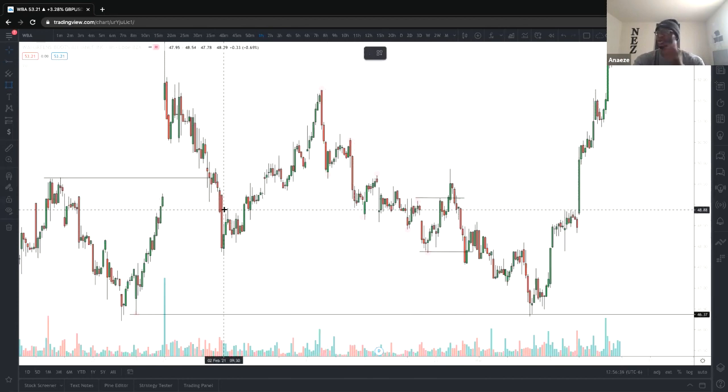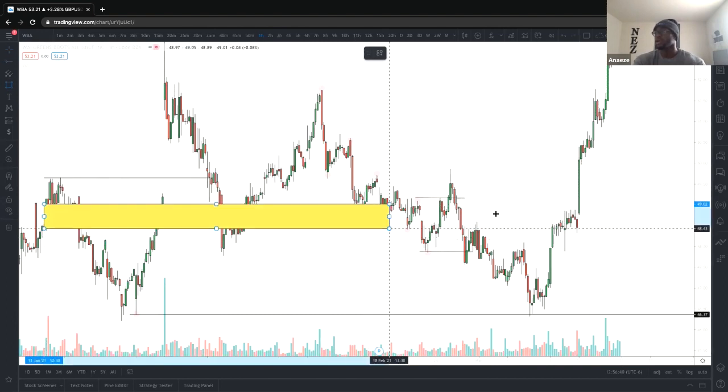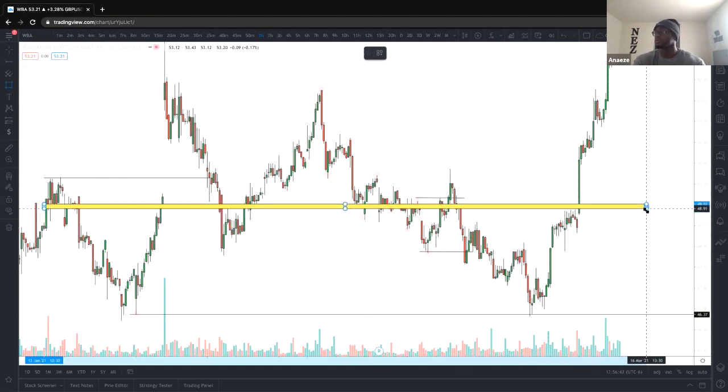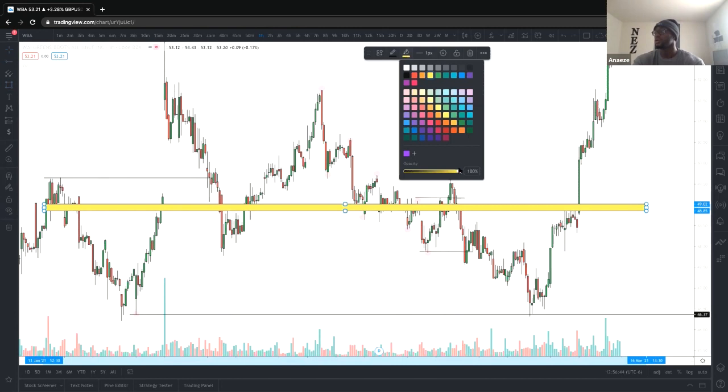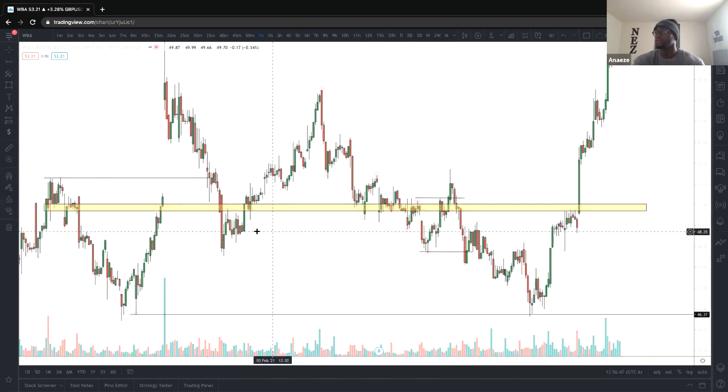So what are you going to do? You're going to go look for your little zones. All right, all that kind of stuff. You know, tell yourself, where can I enter? Where can it be a good support or resistance? All that kind of stuff. You're going to ask yourself all that, look for little zones, and maybe you can dance around it a little bit. You know what I'm saying?